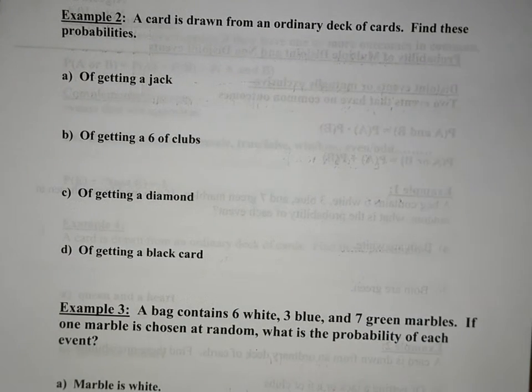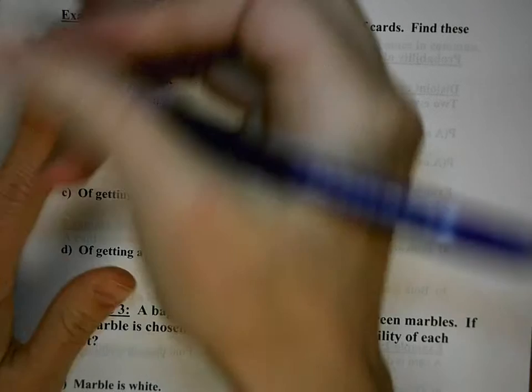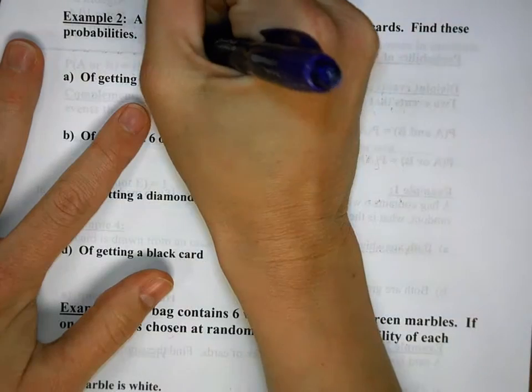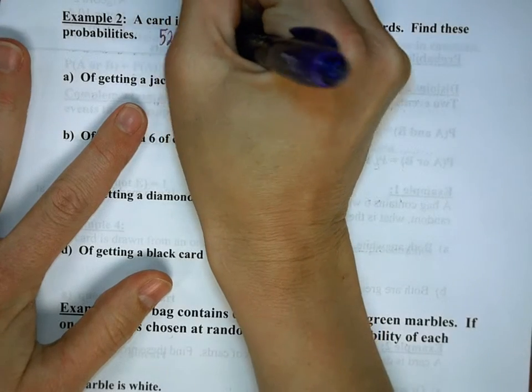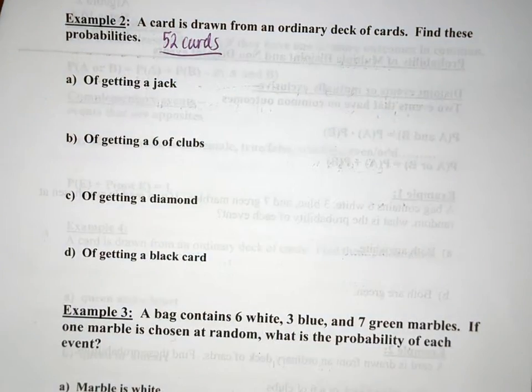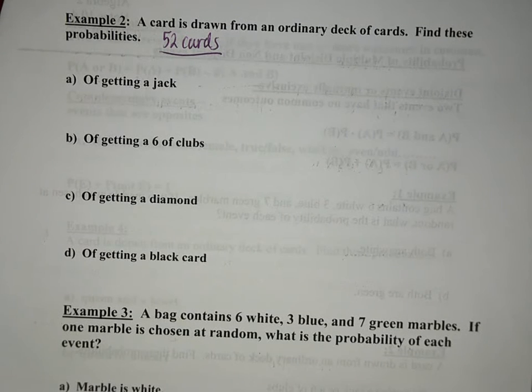This time we have a card drawn from an ordinary deck of cards. It's just a regular deck that has all the cards. What you need to remember is how many cards are in an ordinary deck. Very good, you have 52 cards in a deck.